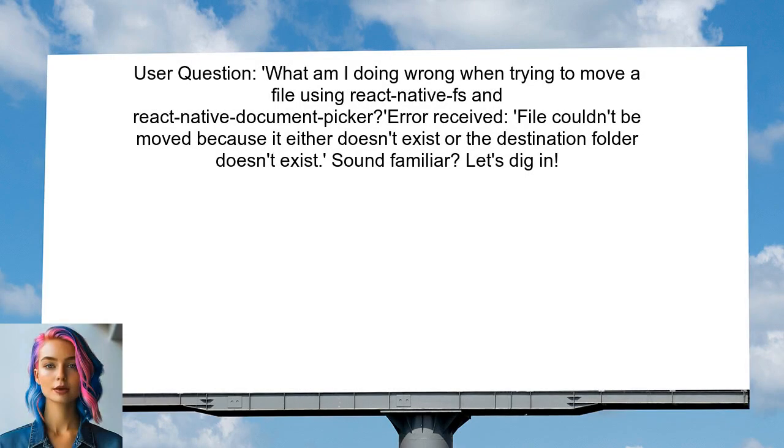Here's the specific situation we're looking at. A user recently asked, "What am I doing wrong when trying to move a file using React Native FS and React Native Document Picker?" They received an error message stating that the file couldn't be moved because it either doesn't exist or the destination folder doesn't exist. Sound familiar? Let's dig into this.